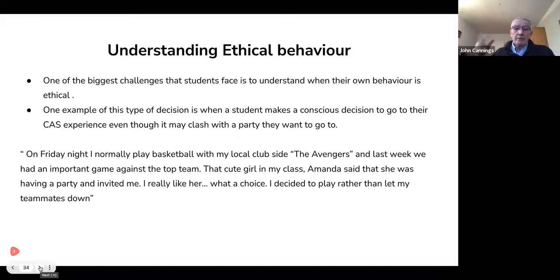And one of the biggest challenges that students face is to understand when their own behaviour is ethical or not. And I've given a very simple example here of an ethical decision a student might actually make about CAS. And this is one which you could easily use many times with kids about it.